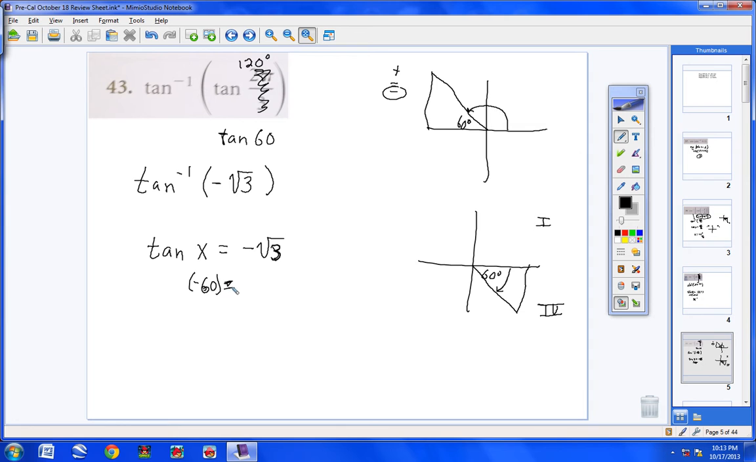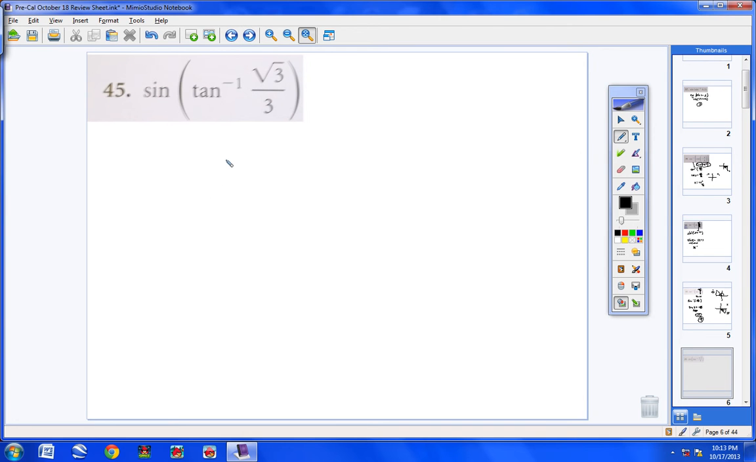The tangent of negative 60 equals negative square root of 3. So what does x have to equal then? Well, it has to equal negative 60 degrees. Or if you want, negative pi over 3, which is your radians. Okay? All right, number 45.